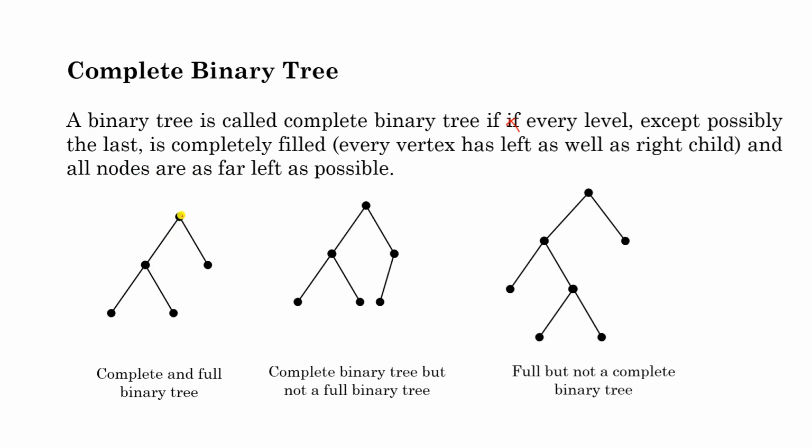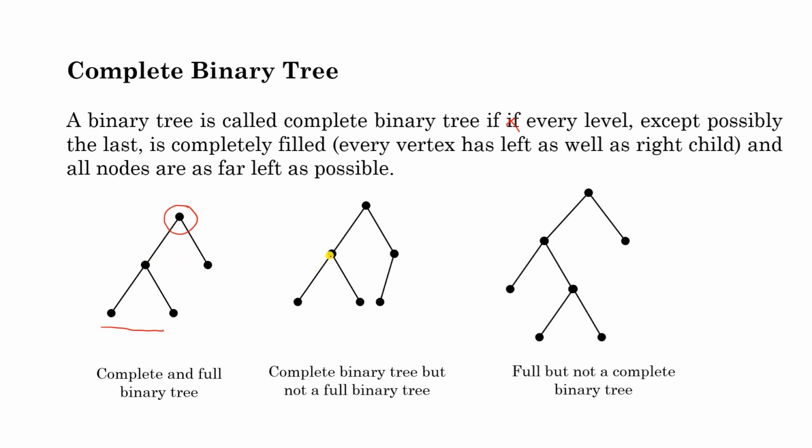In this, you can assume this one as a root. So all the levels except the last one, this one is the last level, so except this one, all these levels are completely filled. Here you can see there is a left child as well as a right child. So this is a complete binary tree.